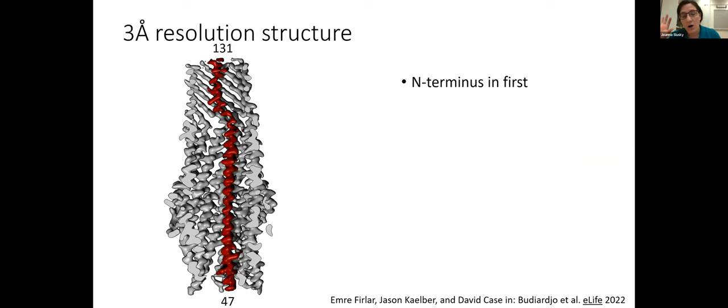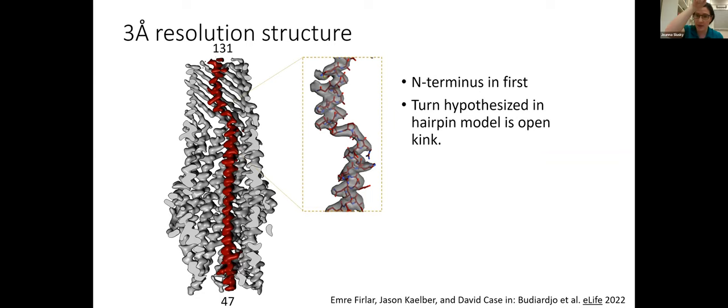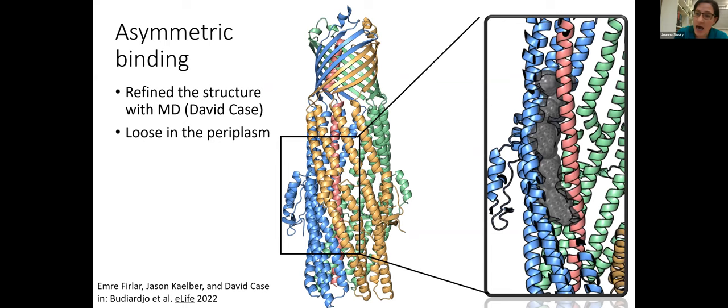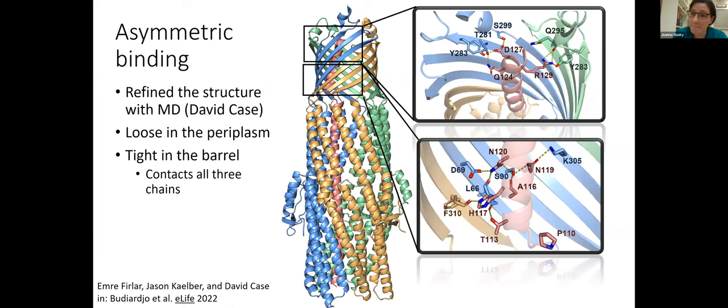But ultimately, it goes in N-terminus first. So it does go in the way you would think it would. That part that was a hairpin when it was making sort of a helix-helix interaction becomes a kink. And here you can sort of see a little bit better that it binds asymmetrically. So this structure was refined by David Case with molecular dynamics. It's somewhat loose in the periplasm. It doesn't have close contacts in the periplasm. The close contacts are actually in the beta barrel, my favorite place. That was great. And you can see some of those polar interactions here.